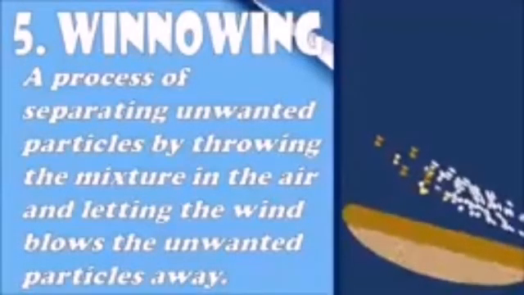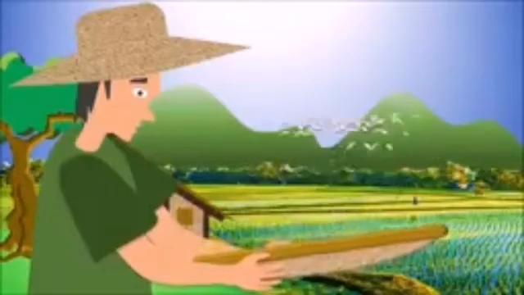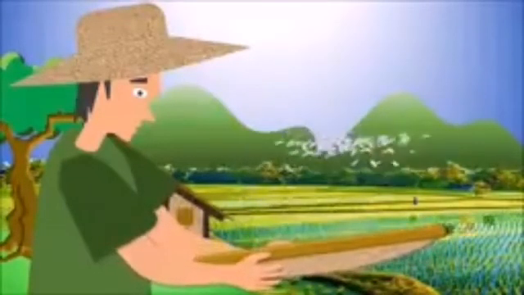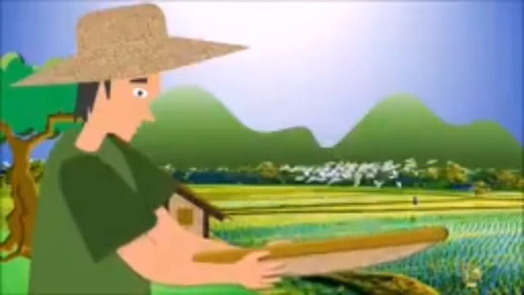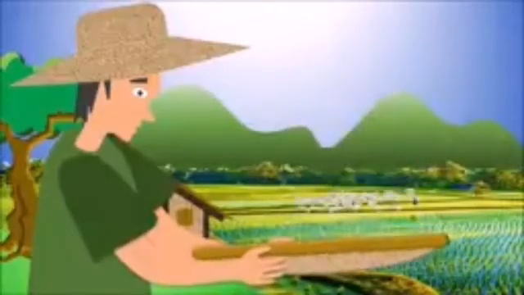Number 5. Winnowing. This is a process that separates unwanted particles by throwing the mixture in the air and letting the wind blow the unwanted particles away. Our farmers use this method to remove the chaff and dust particles and get only the rice that stays on the winnowing basket. You can also use this method with other similar mixtures.